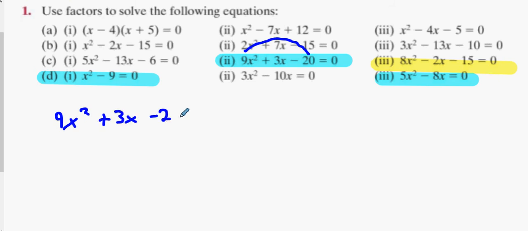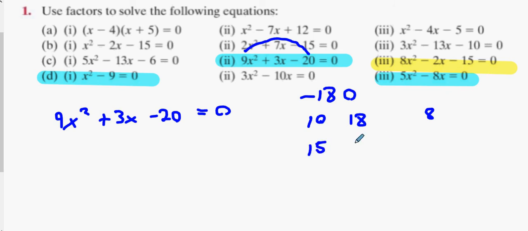Minus 180, okay. Now the hard part is choosing what number you want. You could try 10 and 18, but that's no good, is it? The difference would be 8. Try something bigger than 10. Try 15. And it turns out to be 15 and 12, which is exactly the difference we're looking for. It's going to be 9x squared plus 15x minus 12x minus 20.